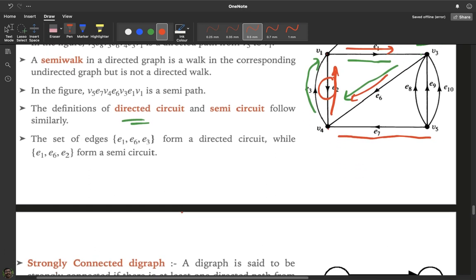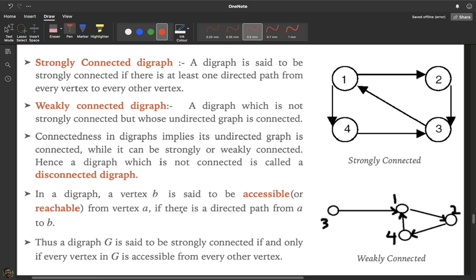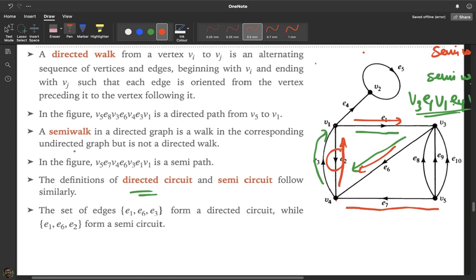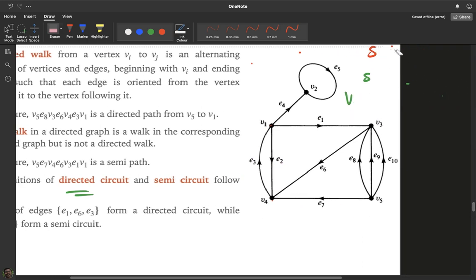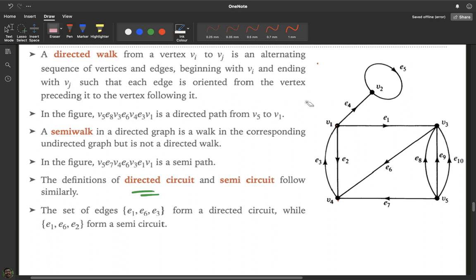Moving forward, let us discuss some new, very simple concepts. What do you mean by strongly connected? I hope you know what a connected graph is. A graph is said to be connected if there is a path between any pair of vertices. That is what we have studied in our usual graphs. In a directed graph there are two types of connectedness, because we have studied two types of paths: a directed path and a semi path, a path which follows the direction and a path which does not.